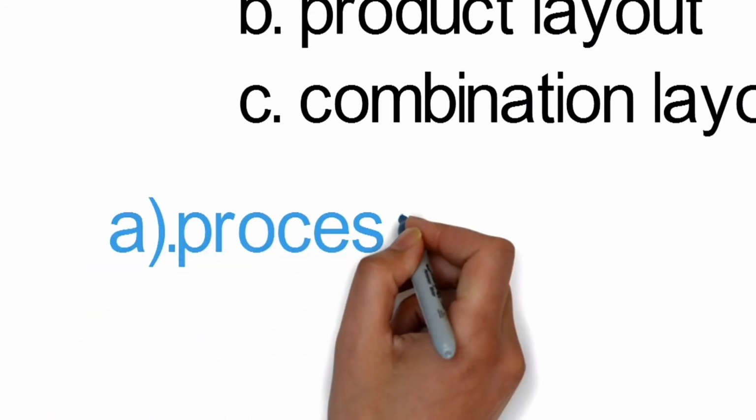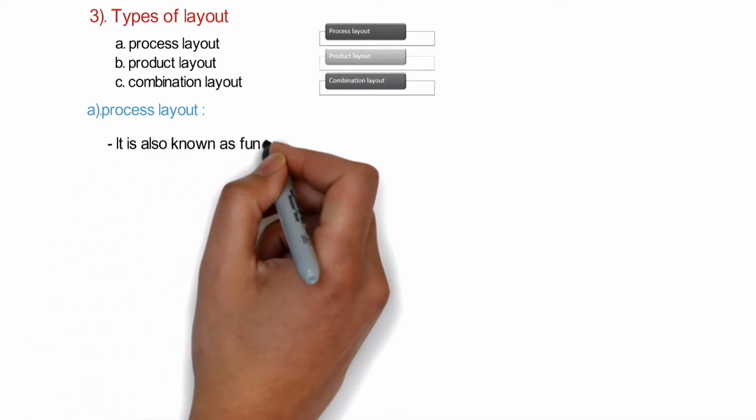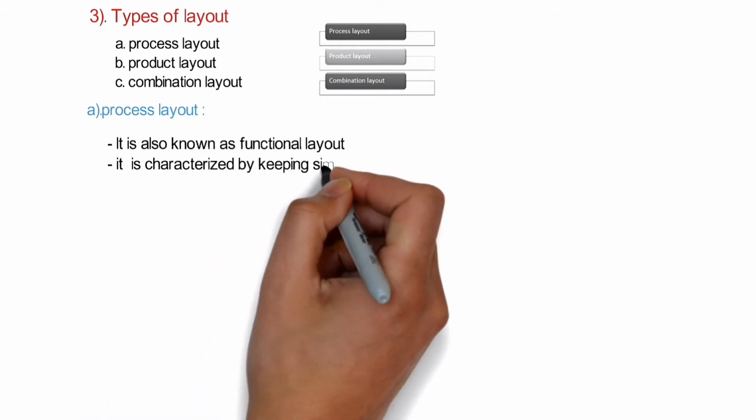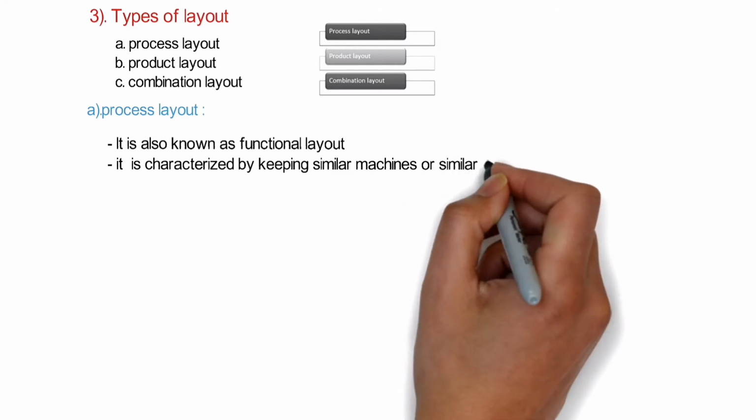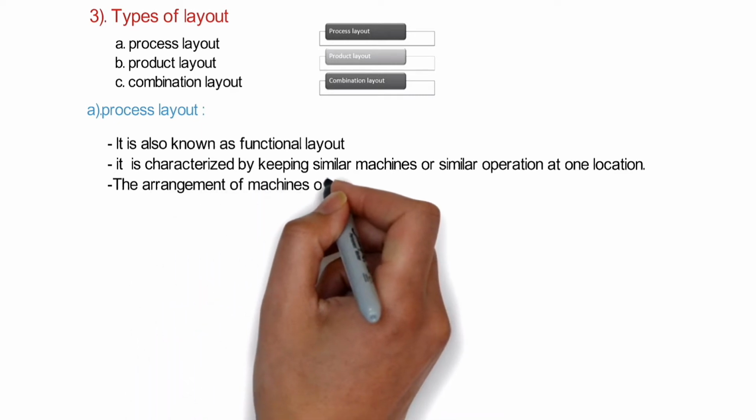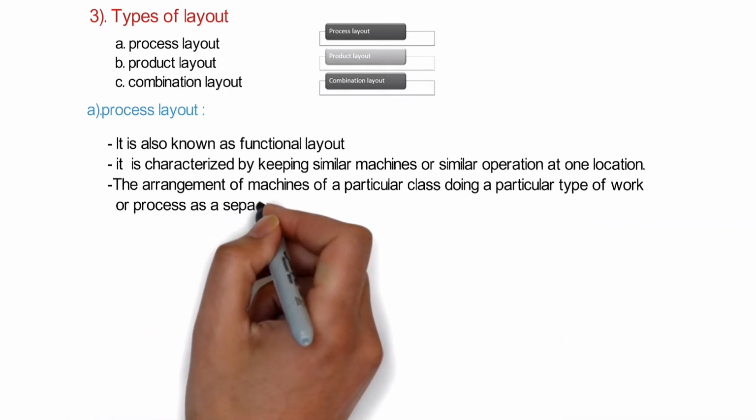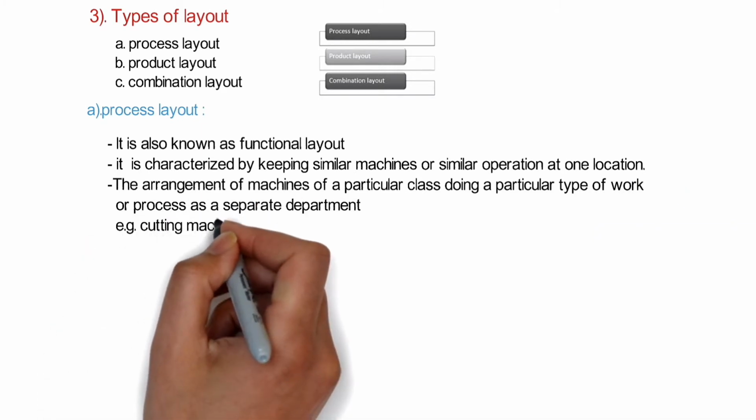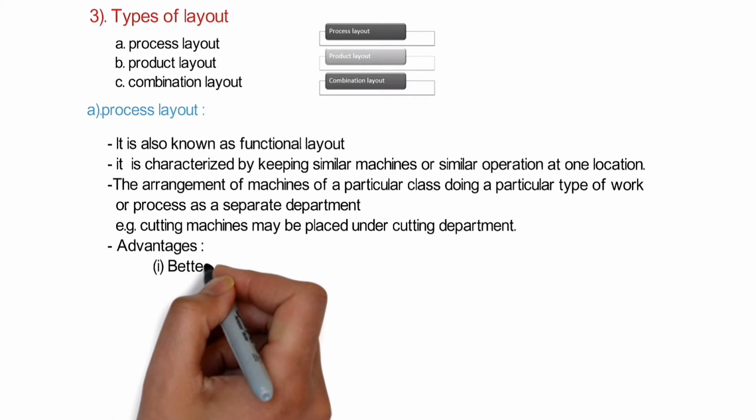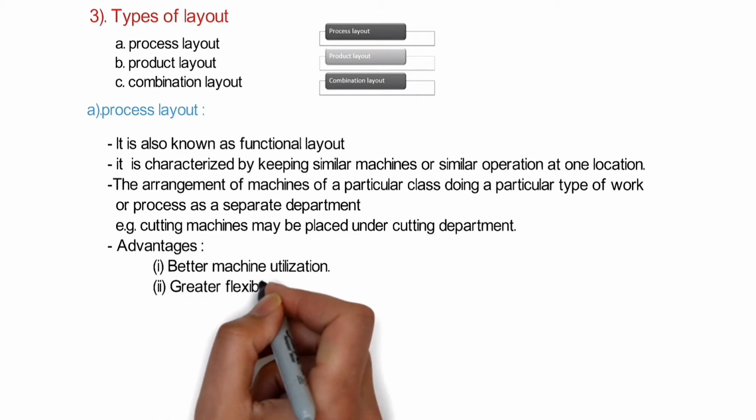We will discuss the first layout, the process layout. It is also known as functional layout. It is characterized by keeping similar machines or similar operations at one location. The arrangement of machines of a particular class doing a particular type of work or process is a separate department. Example: cutting machines may be placed under the cutting department. Advantages: first, better machine utilization, and second, greater flexibility.